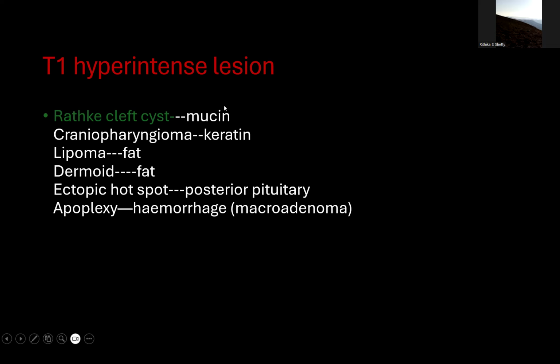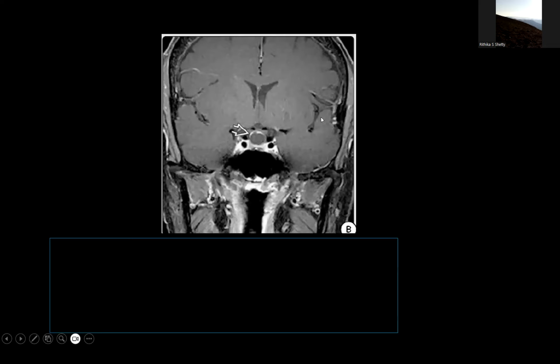Till now, the T1 hyperintense lesions which we studied were, starting with white epidermoid, we have seen dermoid, and now we saw colloid cyst, and next we'll be seeing the Rathke cleft cyst. Again, it's based on the location; it is in the sellar region. So here we can see a cyst in the sellar region.